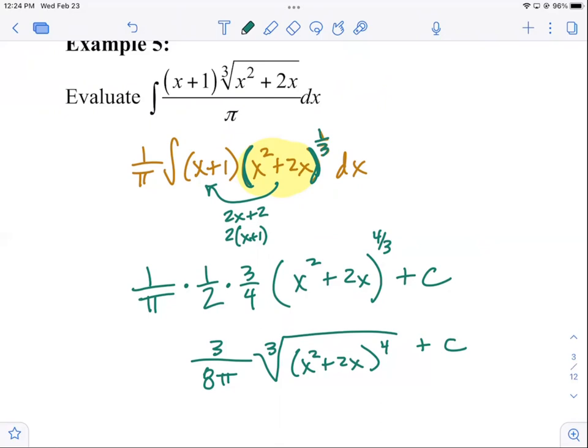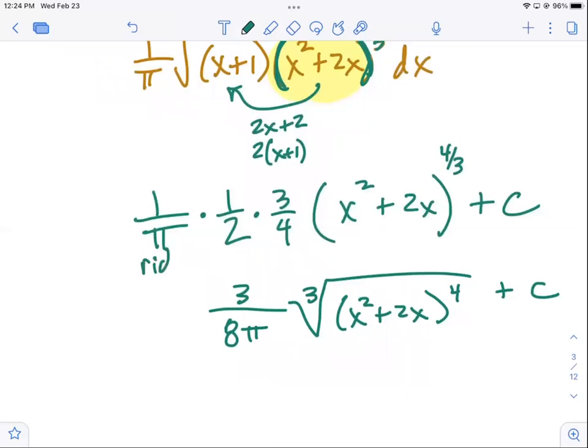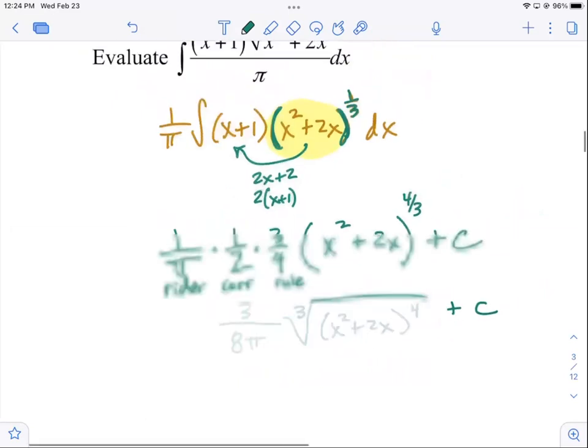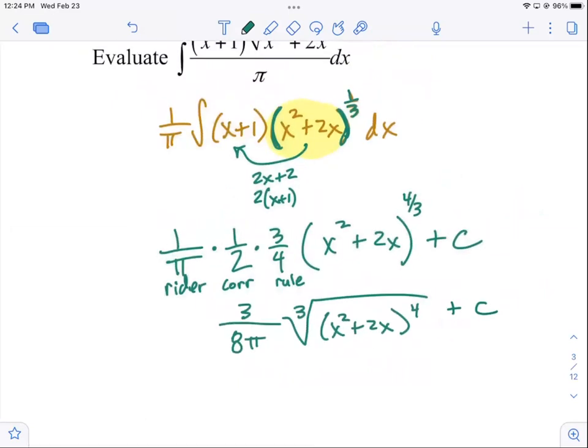Everyone okay? This is the rider. This is my correction. And this is my rule coefficient. Those are the only 3 types you'll ever have. And then you're not necessarily guaranteed one of each type every time.